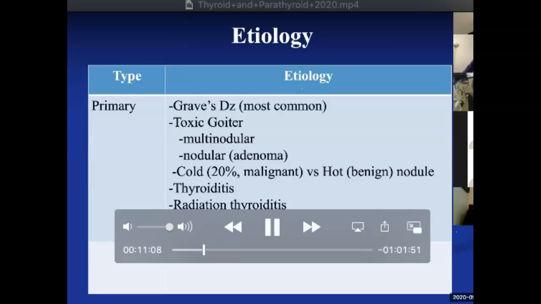When they do the radioiodine uptake scan, they'll say there's a hot nodule or a cold nodule. Those hot nodules are always benign. The cold nodules are about 20% malignant. Moving on, thyroiditis. Does anybody know what thyroiditis is?